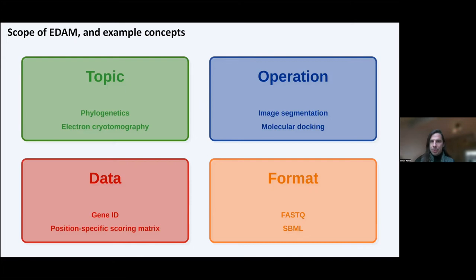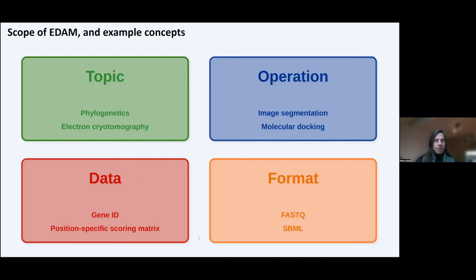Then on the top right, there are operations. So operations are very concrete things which are done with data. So usually some data comes in, some operation is done with it, either by software or manually or in combination, and then some data goes out. And those operations can be something like image segmentation, or molecular docking, or sequence alignment construction, and so on.